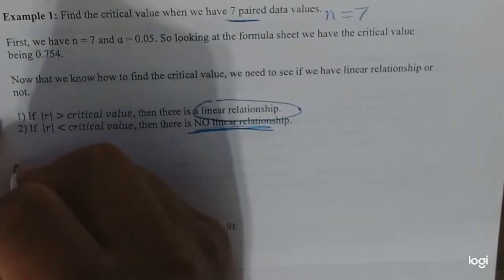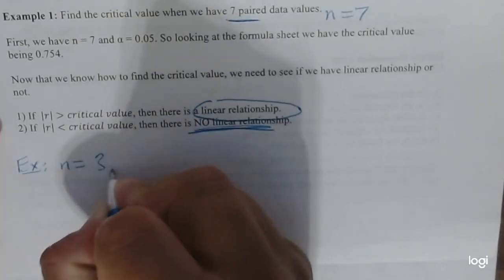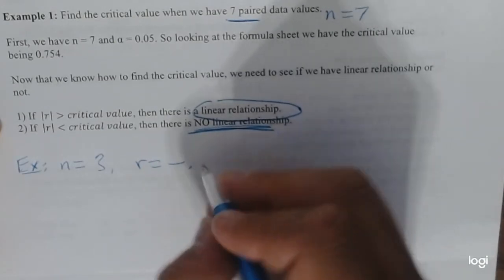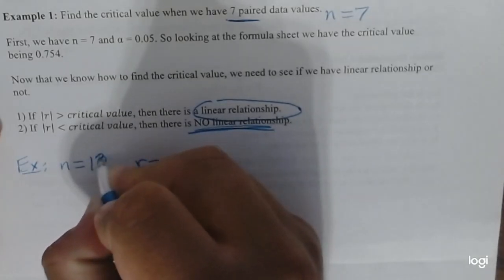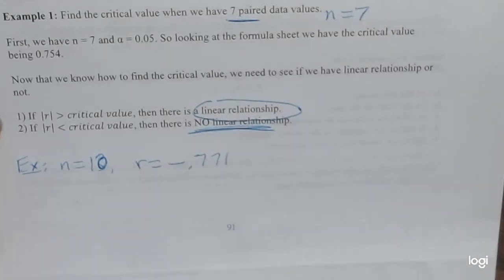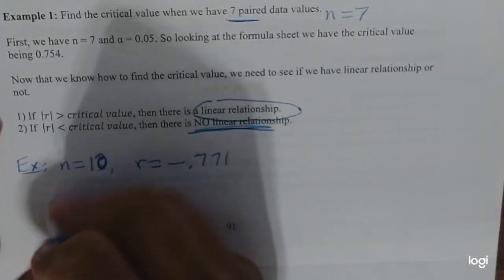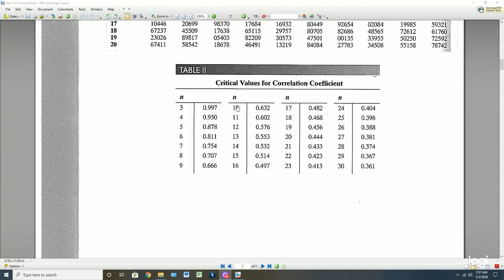Okay, so let me give you a quick little example. Let's say n is 10 and r is negative 0.771. So if we go to 10, we've got to find our critical value. Going to where n is equal to 10, which is right there, our critical value is 0.632.